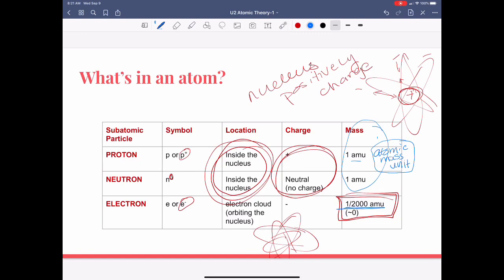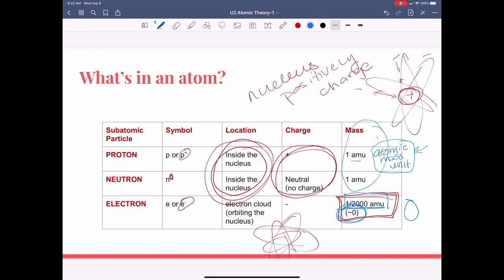Think about that. If I put something on the scale and said it was 1/2000th of a gram, that would be super, super small. Now we're talking about atomic mass units, which are already small in themselves, and I only have 1/2000th of that. So that is why we say it is essentially zero. Electrons have no mass.